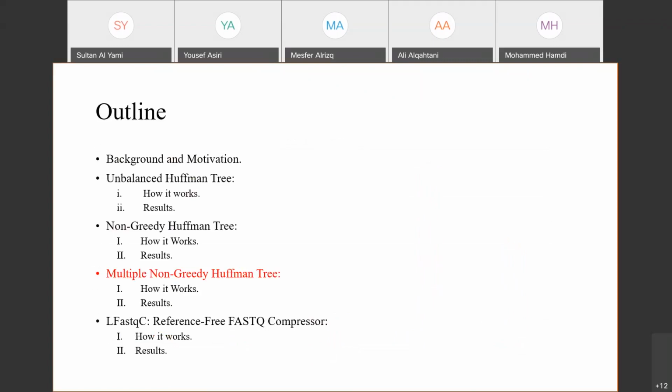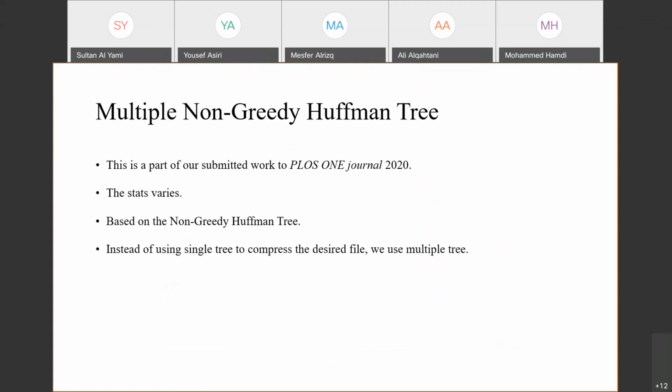The next few slides will be about another Huffman Tree-based tool, which is based on multiple non-greedy Huffman Trees. The multiple non-greedy Huffman Tree section is part of our work submitted to the PLOS ONE journal in 2020. While working on the previous tools, we noticed that the base frequency varies across the genome. That means we will have more than a single optimal Huffman Tree. This tool is based on the non-greedy Huffman Tree, but instead of using a single tree, the tool uses multiple non-greedy Huffman Trees, each tree used to compress different parts of the genome.